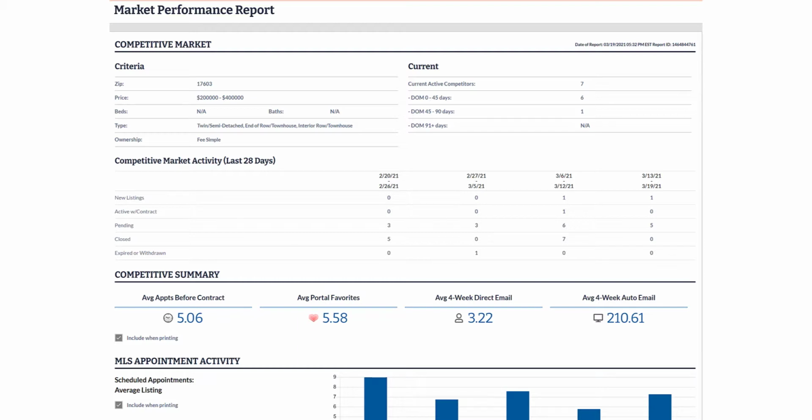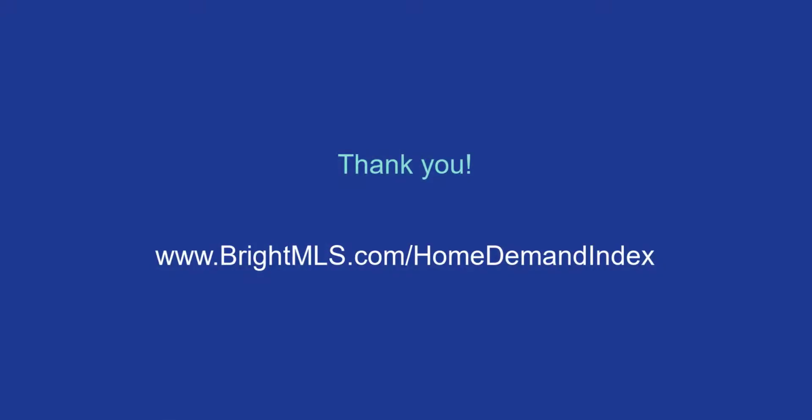So really good stuff. And these market performance reports are available for the entire Bright footprint. So for those of you who are in one of the markets that are not encompassed in the big three that we have available right now, or even if you are in one of the big three markets, but want an even more segmented or drilled down view, these are really great. So check them out.